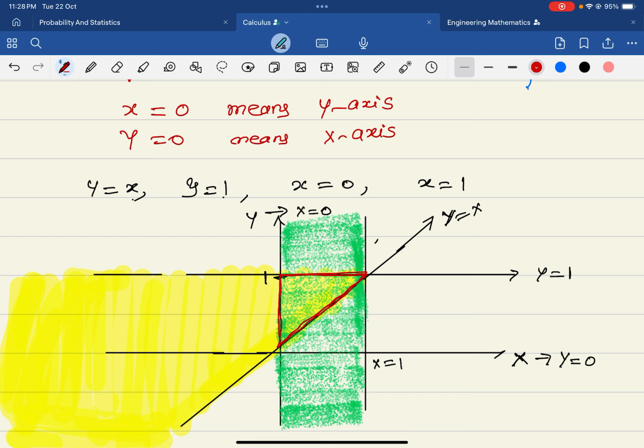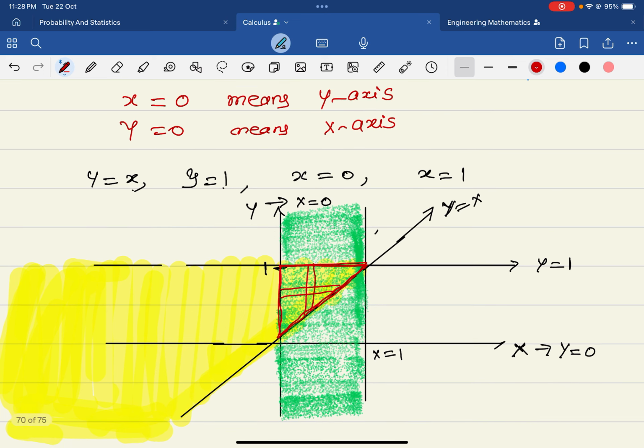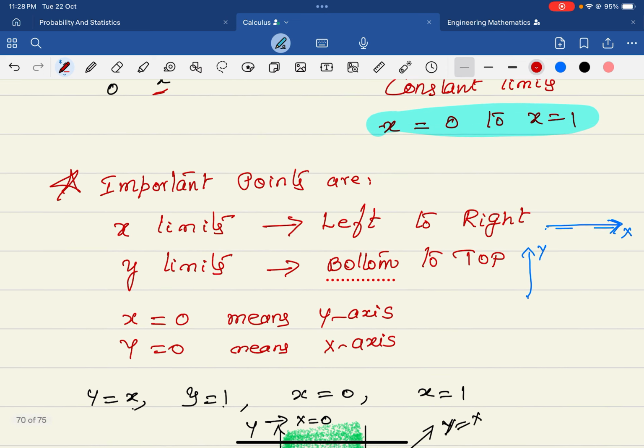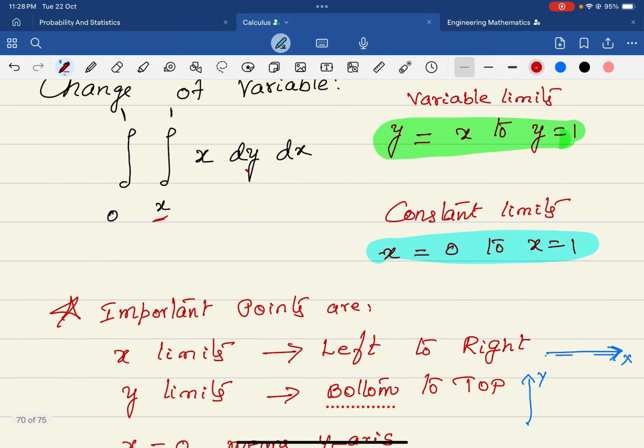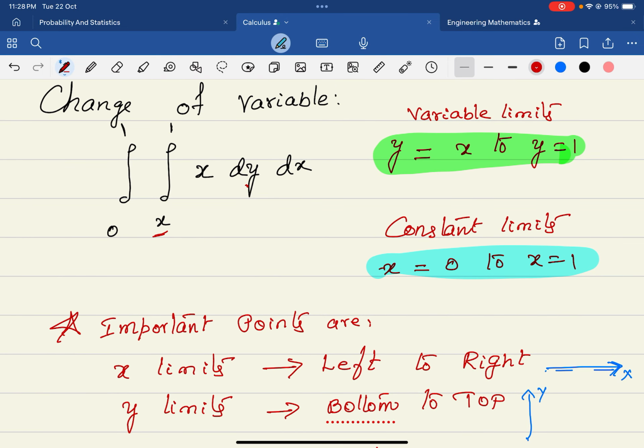So now in this region, you are going from x equal to 0 to x equal to 1, this portion, and you are going from y is equal to x to y is equal to 1, this is the line. So when I say y limits, go from bottom to top. When I say x limits, go from left to right. I hope you could understand the region now. Now the point is, you are going to change the variable. Changing the variable means you are going to change the y limits as constant limits and the x limits as the variable limits. That is what change of variable means.